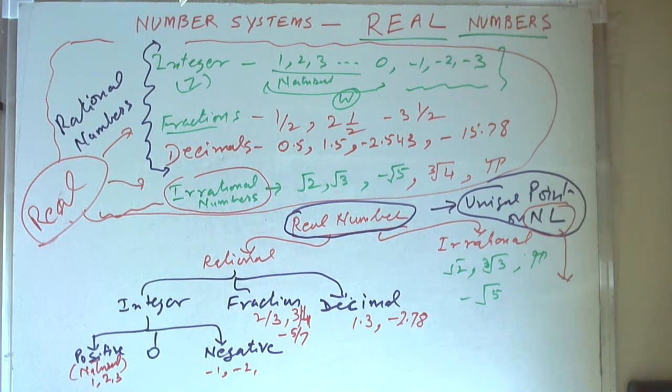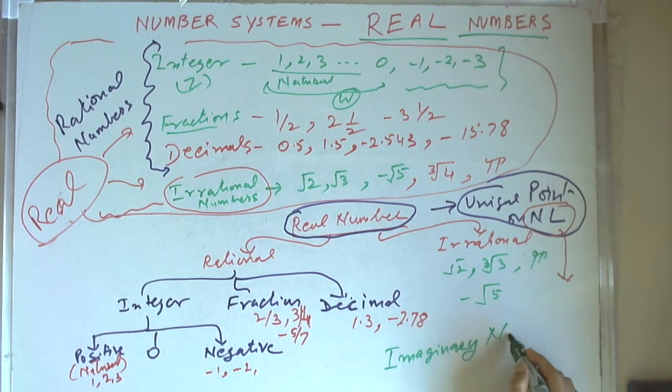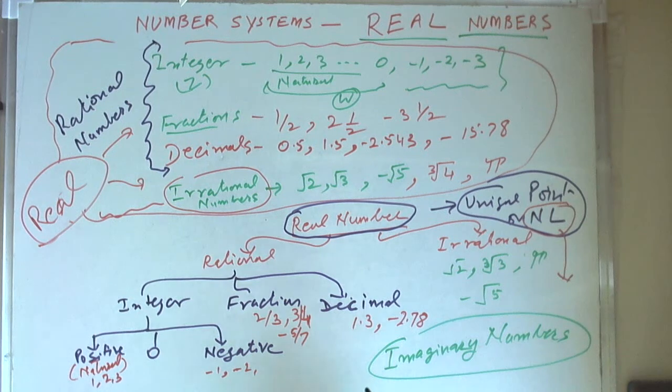And are there such numbers? The answer is yes. There are numbers which are not real numbers, and those numbers are called imaginary numbers. They are non-real. They are like dreams. As you see in your sleeping stage, you have dreams, and these dreams are imaginary. Similarly, there are numbers which are imaginary.